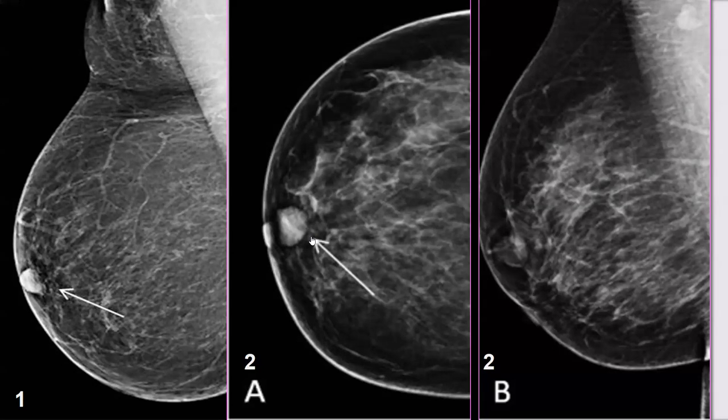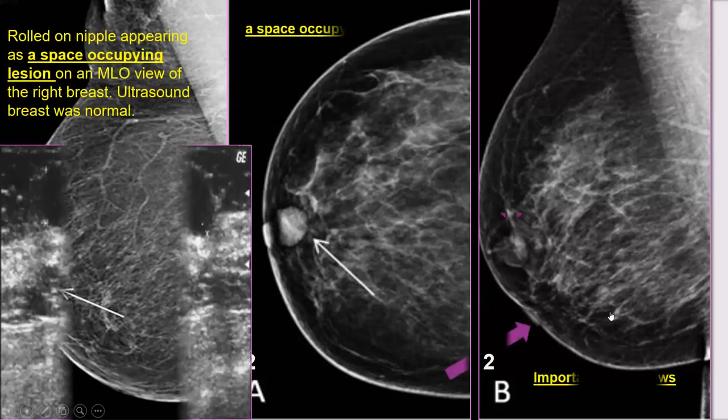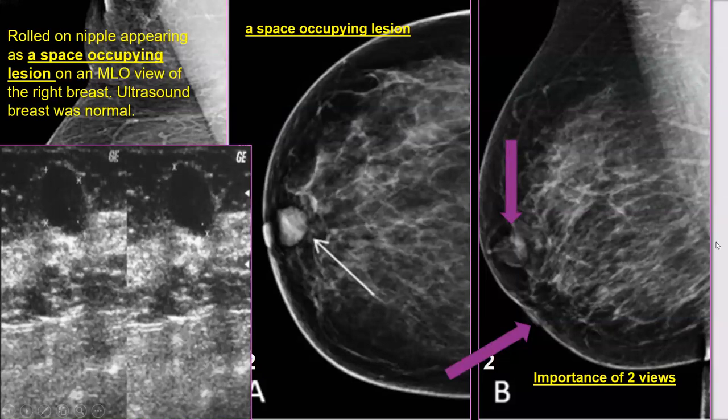How do you confirm this is a space-occupying lesion? I will order another projection. Now you have the other projections. Where is the nipple? The nipple is facing downwards. Yes. And where is the lesion? The location of the lesion, where in relation to the nipple? Superior to the nipple. Excellent. So yes, that is the lesion confirmed on ultrasound.